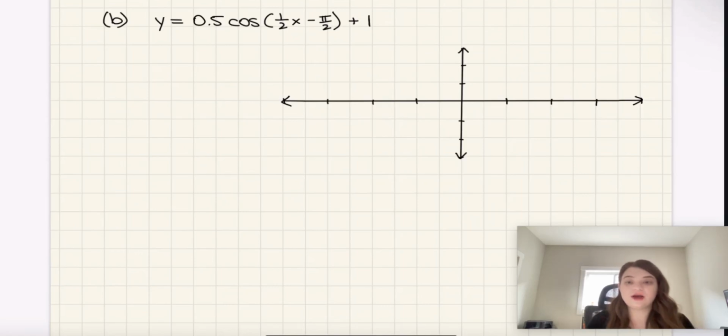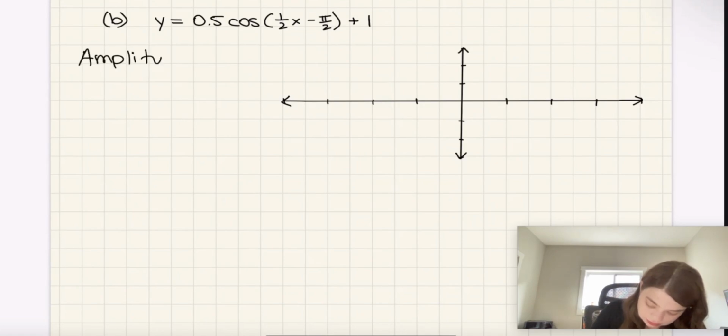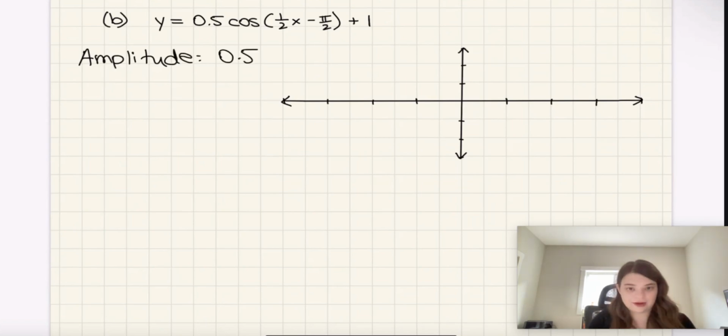All right, let's move on to the next one. So first I'm going to write the amplitude. So amplitude is going to be 0.5, just because that's the number out front.